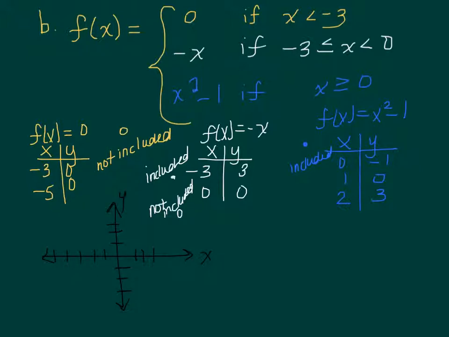Okay, my first function, I have -3, 0, which is an open circle. -5, 0 is, of course, included. And so we're going to go in this direction, because everything's smaller. My middle graph, -3, 3 is included. 0, 0 is not. And they cannot extend beyond those 2 points. My last graph is the parabola, starting at 0, -1, which is included, 1, 0, and 2, 3. And make sure you curve it up because it is a parabola.